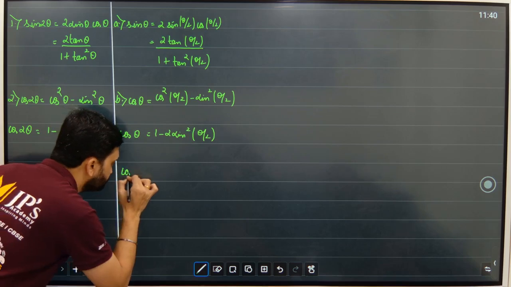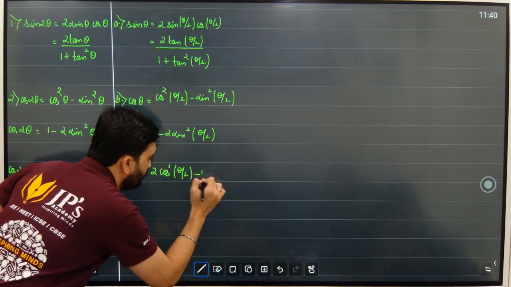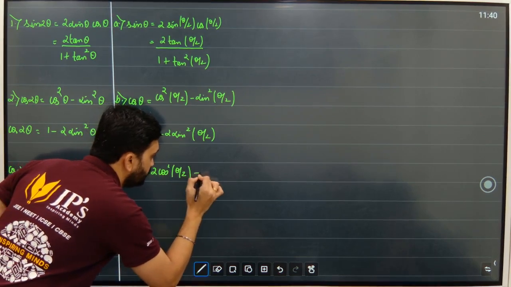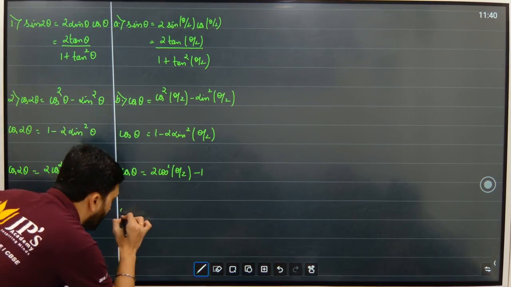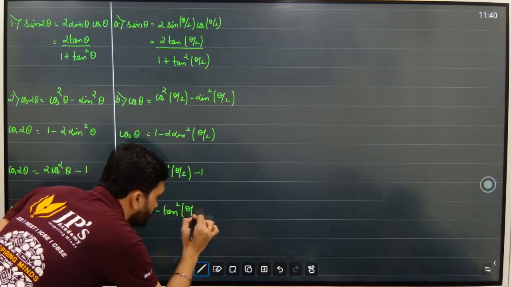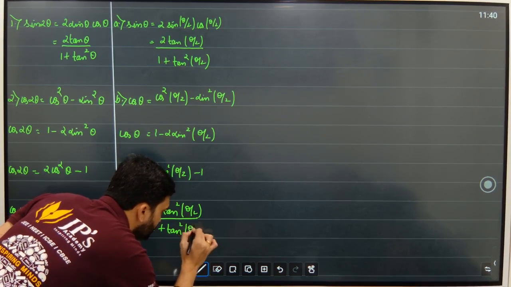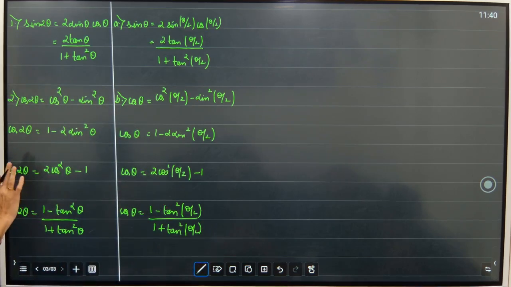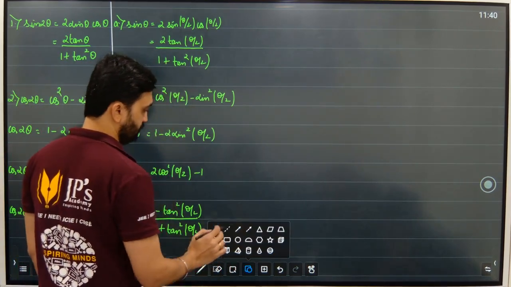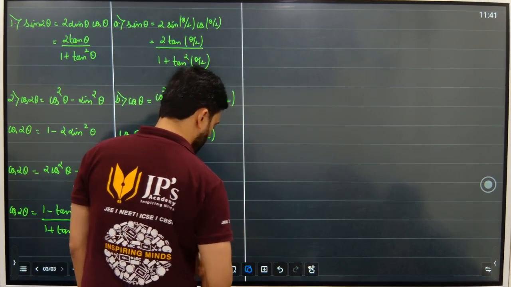Third formula is 2 cos square theta by 2 minus 1. And the last formula is cos theta is equal to 1 minus tan square theta by 2 upon 1 plus tan square theta by 2. Okay, these are your 4 set of formulas, and this is what we have derived: sin 2 theta, cos 2 theta, tan square theta by 2, 1 minus tan square theta by 2 upon 1 plus tan square theta by 2.